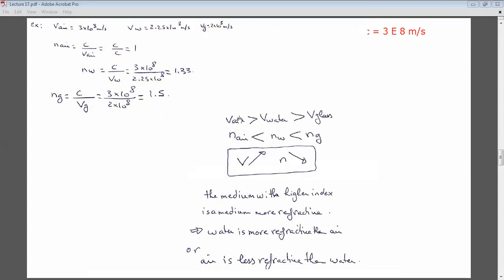Notice that V in air is higher than V in water, which is higher than the speed in glass, but we obtained that the index of refraction of air is less than that of water, which is less than that of glass. So as the velocity of light increases in a medium, the index of refraction decreases. The medium with high index is more refractive. So we say water is more refractive than air, or air is less refractive than water.